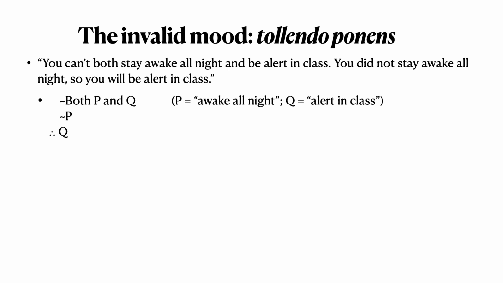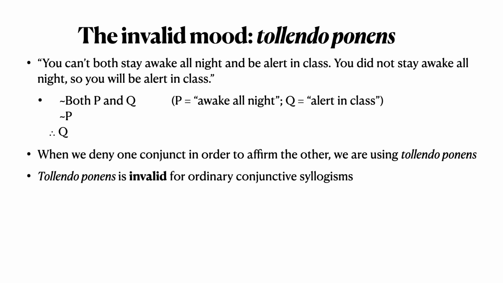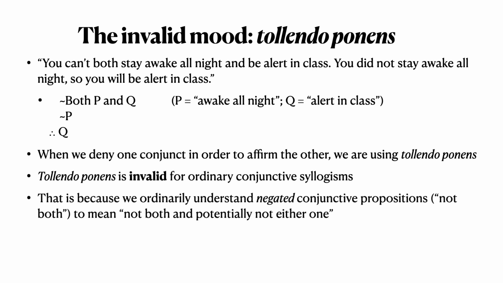We don't need to say any more probably about the reasons for that. But we know that the logic here doesn't work. This is tollendo ponens because we're denying one conjunct in order to affirm the other. But this is invalid for ordinary conjunctive syllogisms because we ordinarily understand negated conjunctive propositions, like "not both," to mean not both and potentially not either one.